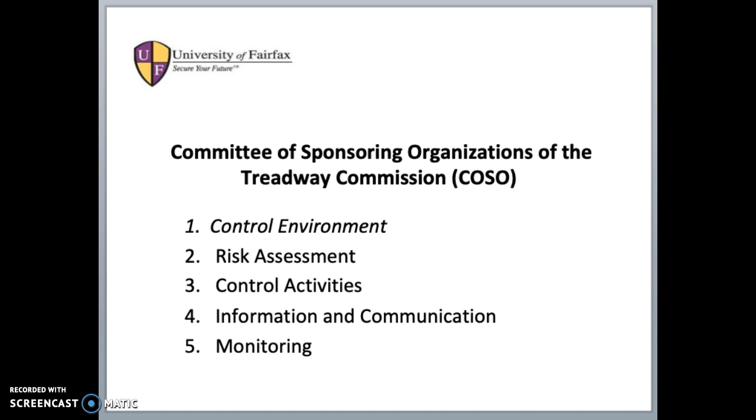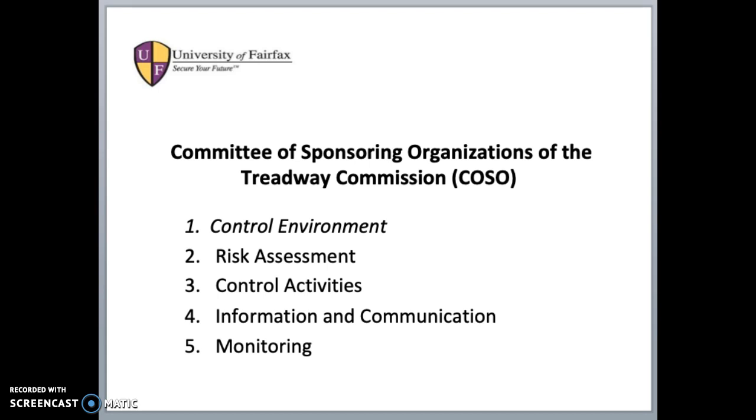However, this particular organization is made up of 5 different entities. Those 5 sponsors are the American Accounting Association, the American Institute of Certified Public Accountants, Financial Executives International, the Association of Accountants and Financial Professionals in Business, and the Institute of Internal Auditors. Basically, these 5 private sector organizations came together with a framework and guidance for an enterprise risk management system, basically for internal controls, which would also be used for fraud deterrence.